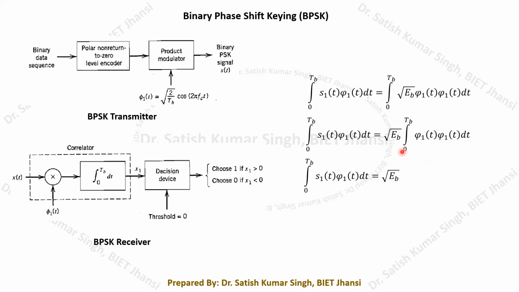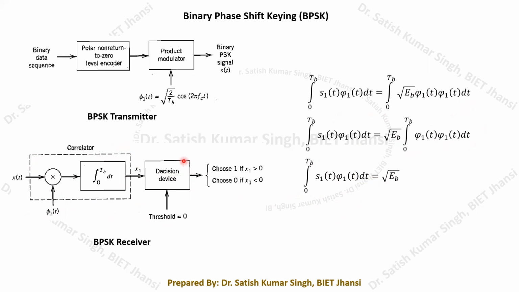I have already proved that this integral 0 to Tb of phi 1 squared is going to give you value equal to 1, because this basis function is nothing but our normalized function. So this integration is going to be equal to 1. So this is the output of the integral 0 to Tb of s1(t) phi 1(t) that our correlator gives. You see this correlator output. This block diagram I am representing with this mathematical expression, and this output is supposed to be root over Eb.